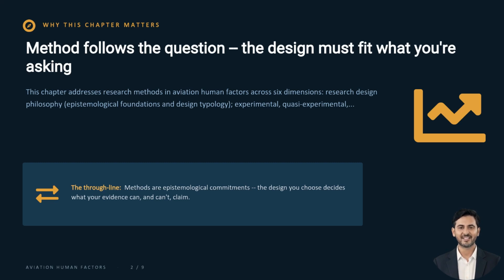The chapter addresses research methods across 6 dimensions, from epistemological foundations and design typology through experimental, observational, and mixed methods. The through line: methods are epistemological commitments. The design you choose decides what your evidence can and cannot claim.